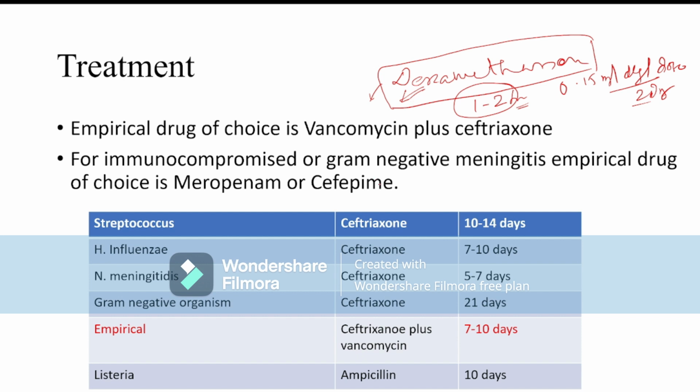So what is the empirical drug of choice in case of meningitis? The empirical drug of choice is vancomycin and ceftriaxone. Why are vancomycin and ceftriaxone given?